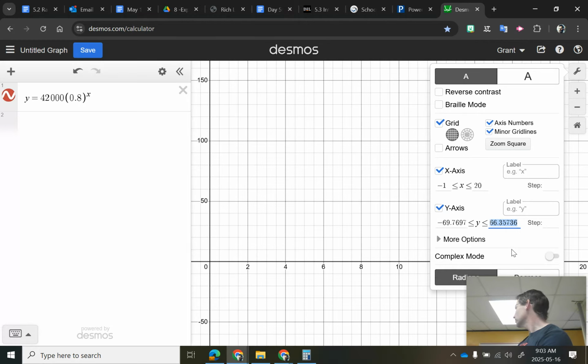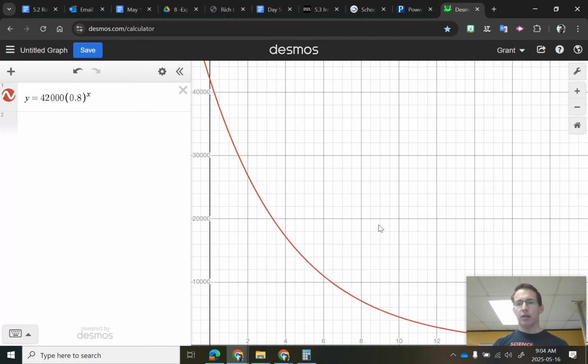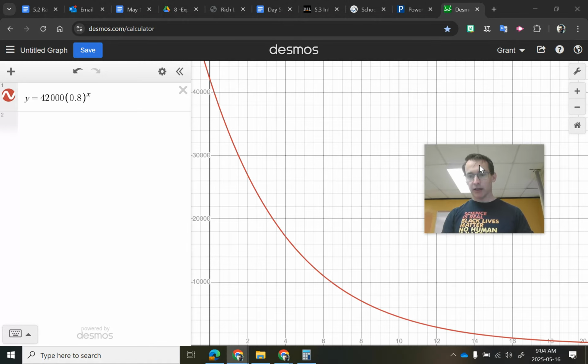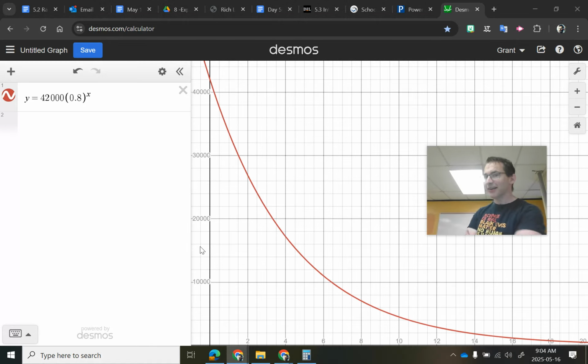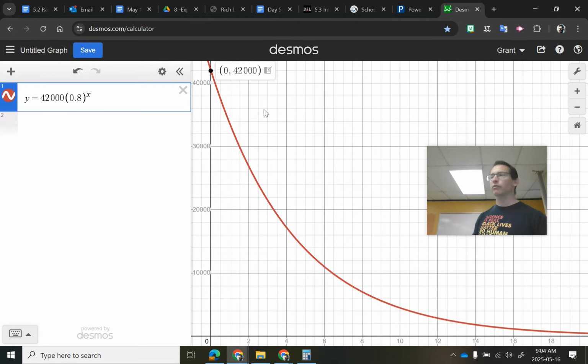Tallest would be 42,000 and lowest would be 0. Yeah. So I'm just going to put 45,000 here. There. Look how beautiful our function is. I'm in the way of it. There we go. All right. And look at what we see, everybody. So here is the initial value of the car.